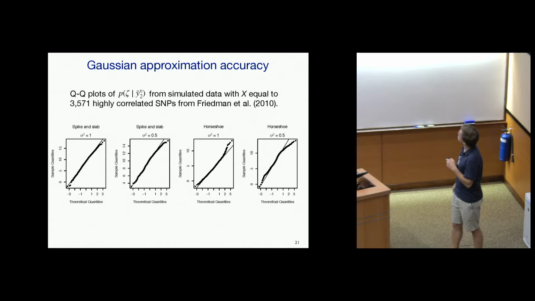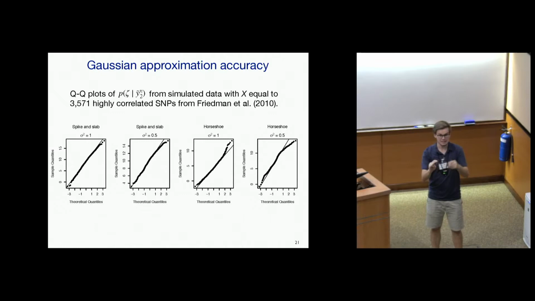But we see that for lower variance, it seems to deviate a bit more. That's because if your error variance is lower, then your posterior is more informative, and then you might have more structure in your posterior, and therefore it might be harder for this low-dimensional projection to be really close to Gaussian. But overall, we see that, hey, a Gaussian approximation might make sense.